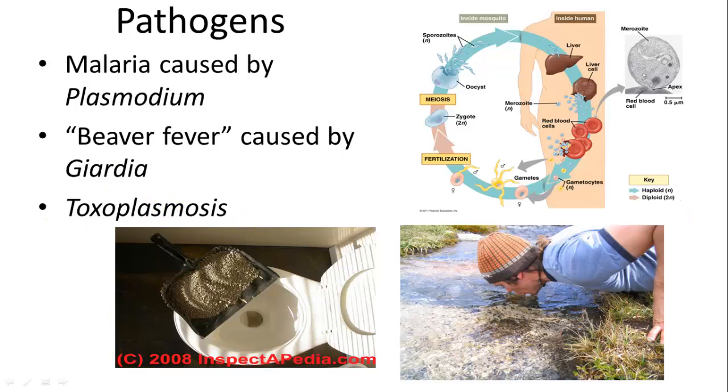There's also toxoplasmosis, which is caused by a protist. In cat litter, and it makes its way into the sea and can infect sea mammals when people flush kitty litter down the toilet, so that's not a good idea.